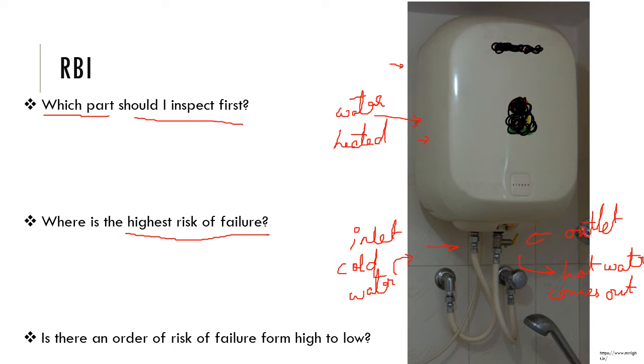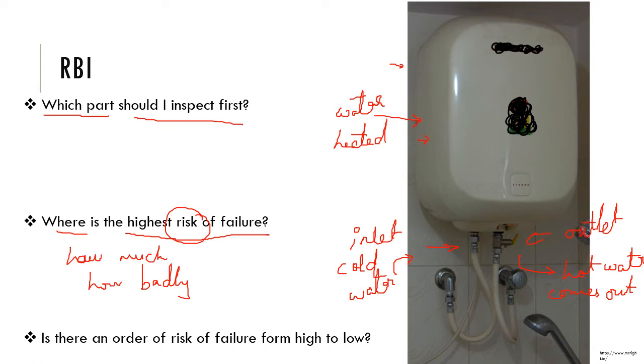Now the third: is there an order? When I asked this question, you may have realized it was actually subdivided. I also said where, I also said how much, and I also said how badly. All of these questions come into the one word, that is risk. And now we need to know from where we start.